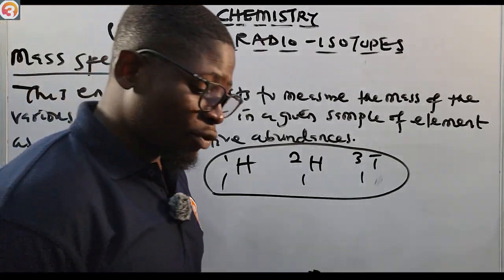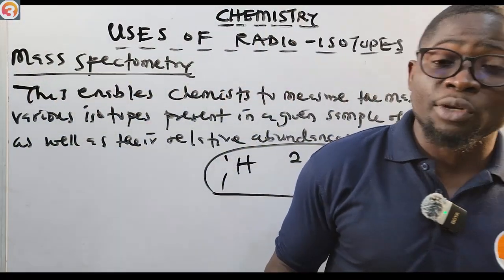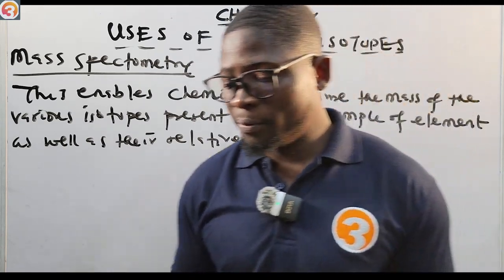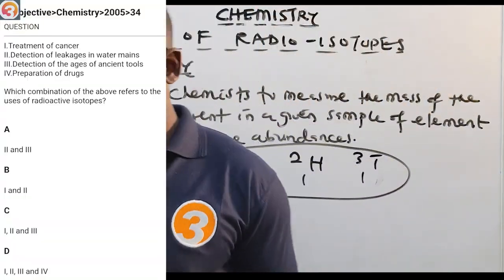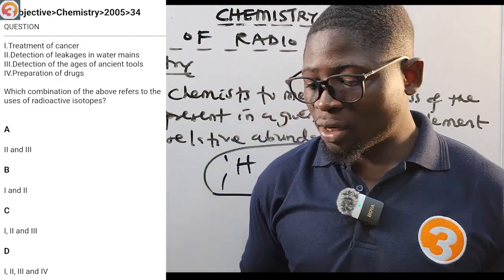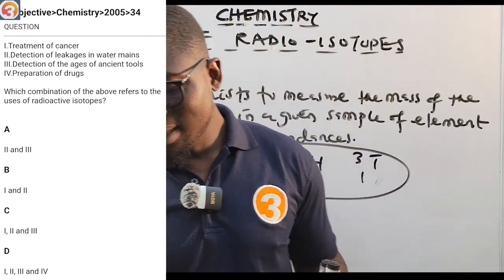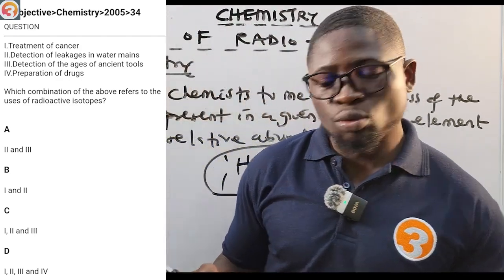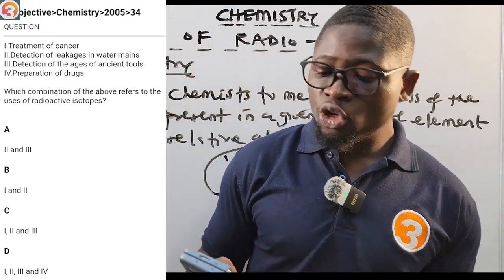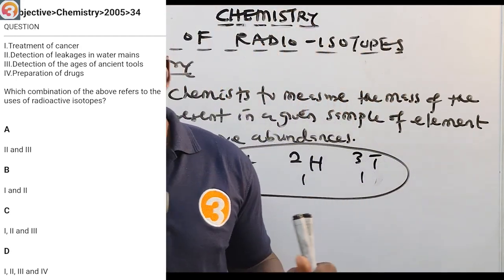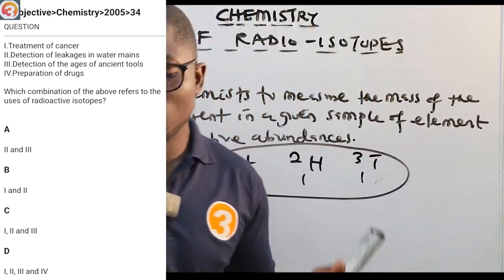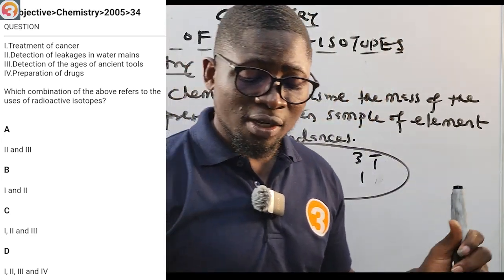What is left now is to go to the app and answer some questions to cement our understanding. This is a 2005 question, number 34. They say: 1, treatment of cancer; 2, detection of leakages in water mains; 3, detection of the ages of ancient tools; 4, preparation of drugs. Which combination of the above refers to the uses of radioisotopes?